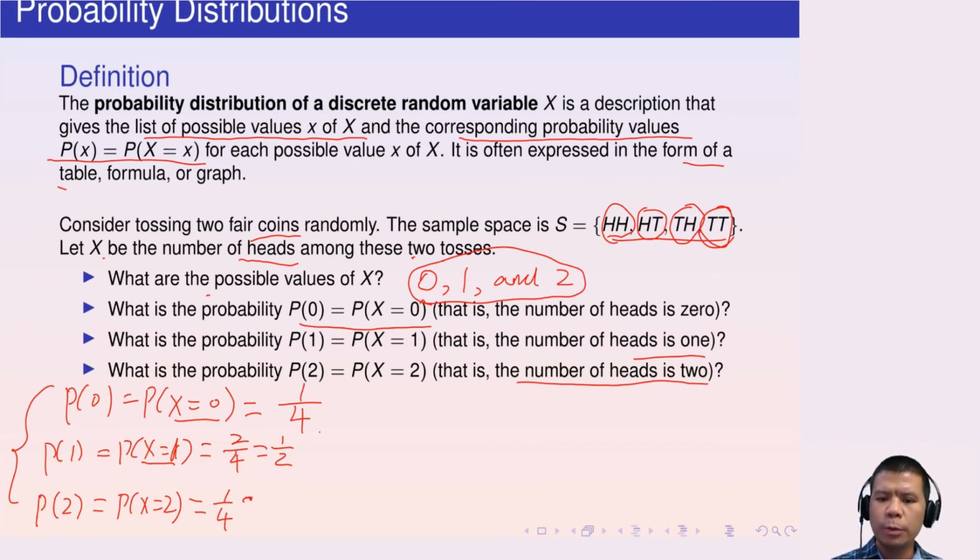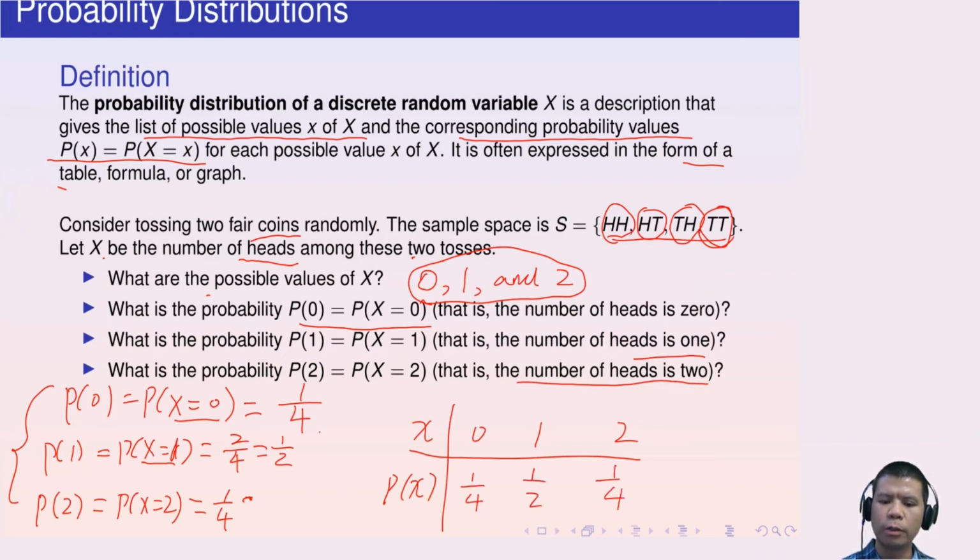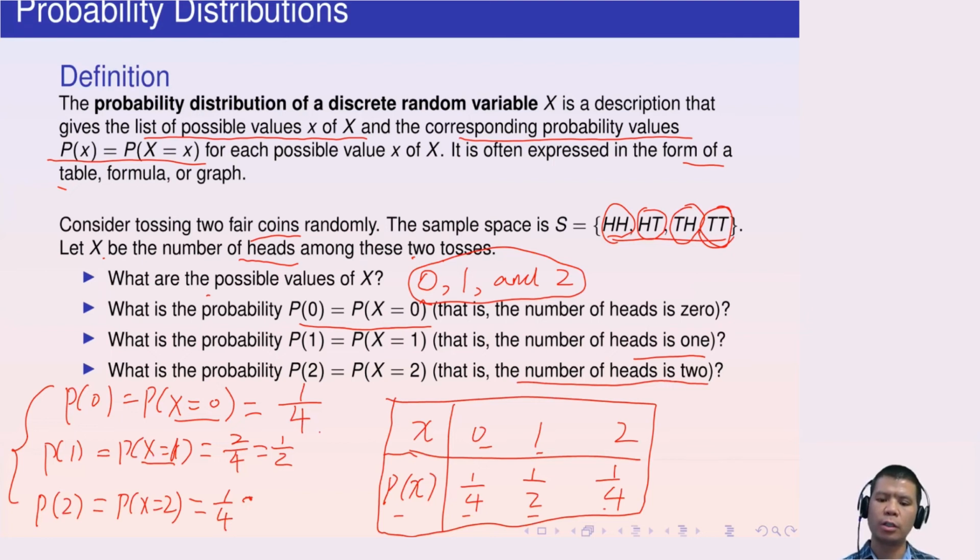Now, it is often expressed in the form of a table. So let's put this one in a table. We can have such a table. Here is x: 0, 1, 2. And the second row, P of x: here is 1 over 4, here's 1/2, here's 1 over 4, right? So this table gives us the list of possible values 0, 1, 2, and also their corresponding probabilities, right? So this table gives us the probability distribution of this random variable x.